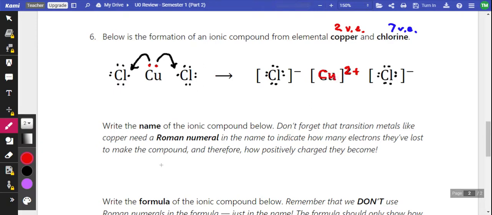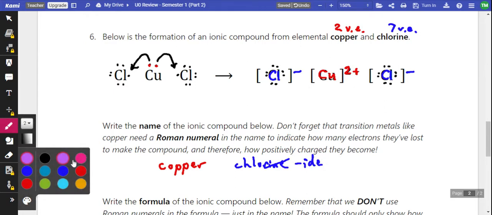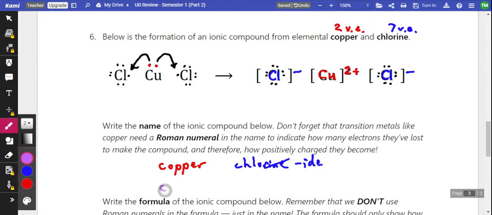All right. So the first part of our name is going to be just copper. That part gets to stay the same. The anion in this case is chlorine. Each chlorine is an anion. It's got a -1 charge. So the other part of this name is going to be chlorine, but I'm going to chop the end off and make it -ide instead. So this is going to be chloride. So altogether, we could call this copper chloride.